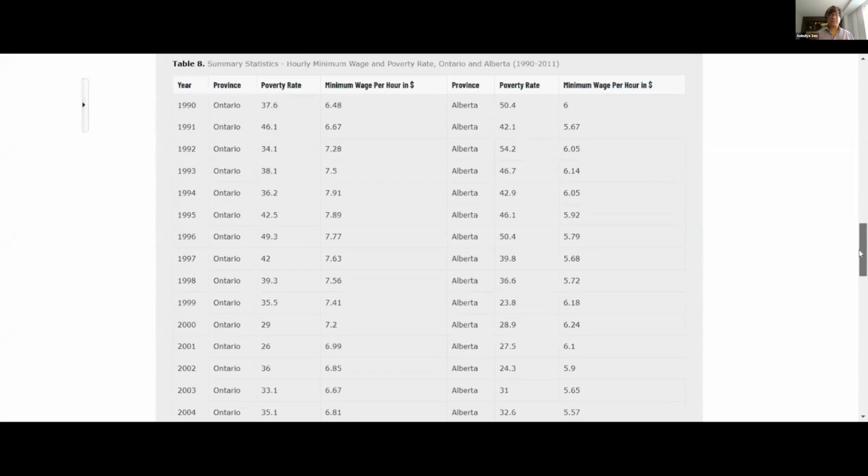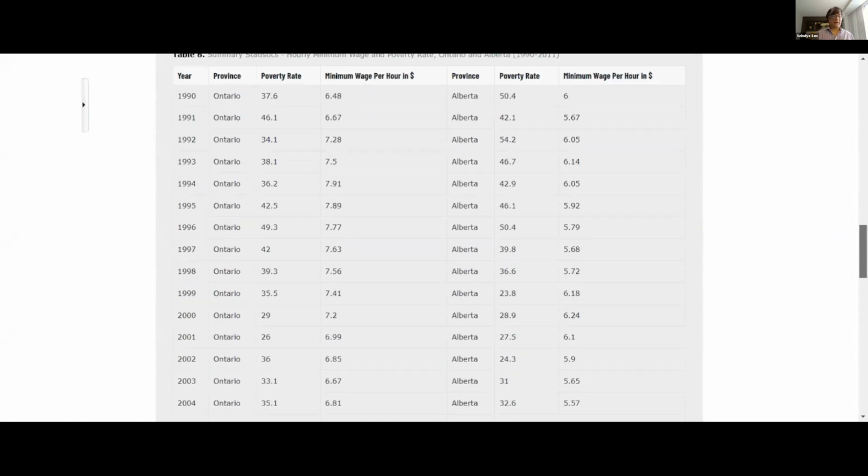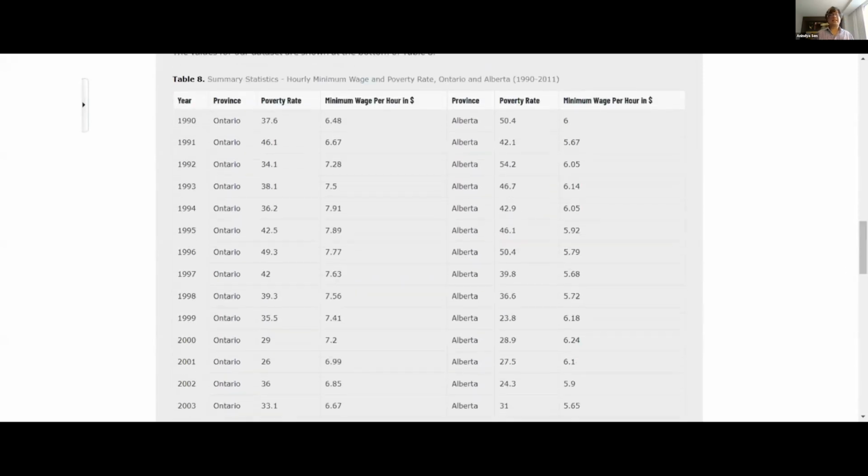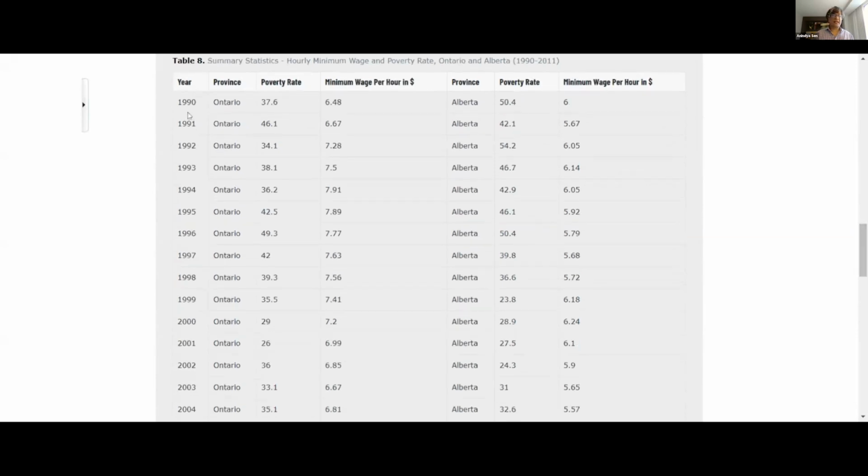So what I want to do as a research analyst is that I've collected the data, and you can see the data in front of you. So I've just collected data, say, from 1990 to 2011. And you can see that these are data which may be on an Excel spreadsheet. And you can see that in year 1990 in Ontario, the poverty rate for this demographic was about 37.6%, and this was the minimum wage in real terms. In the same year in Alberta, you can see that the poverty rate was much higher, but the minimum wage was also a bit lower.